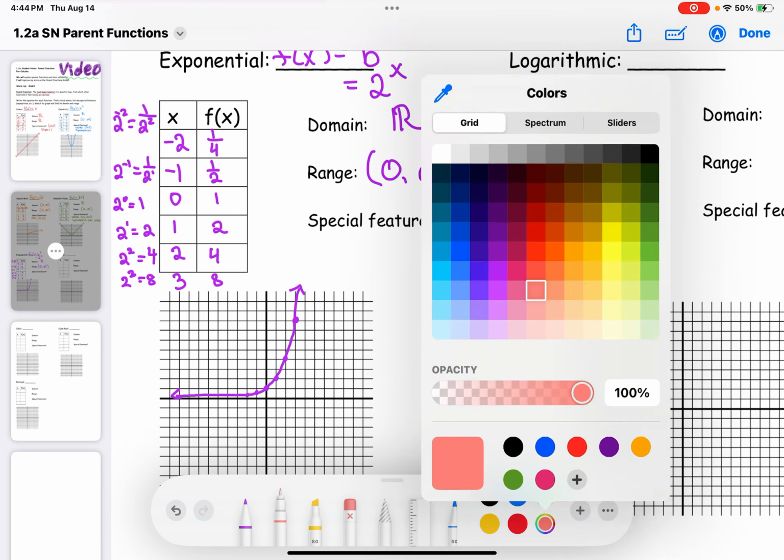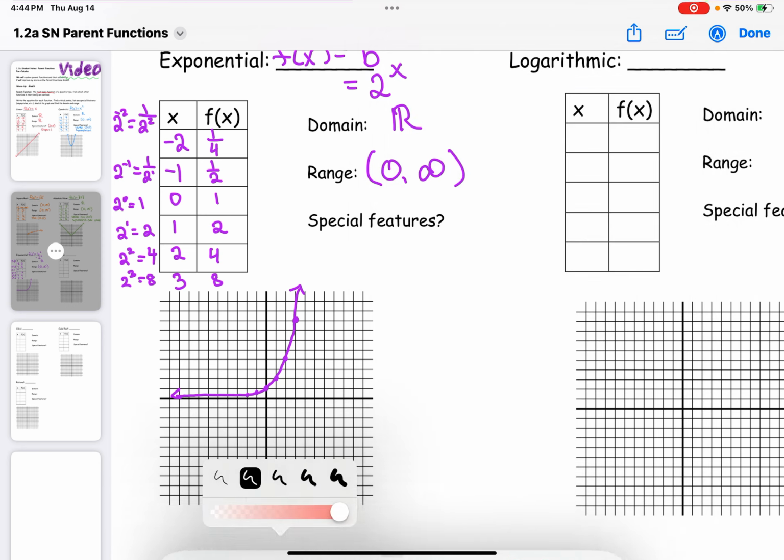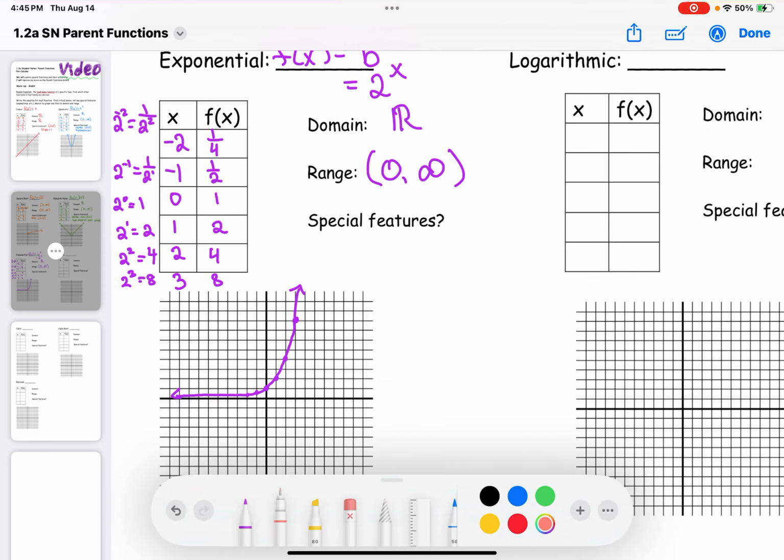So for special features, we do have an asymptote on the x-axis. We have an asymptote at y equals 0, which is the x-axis.